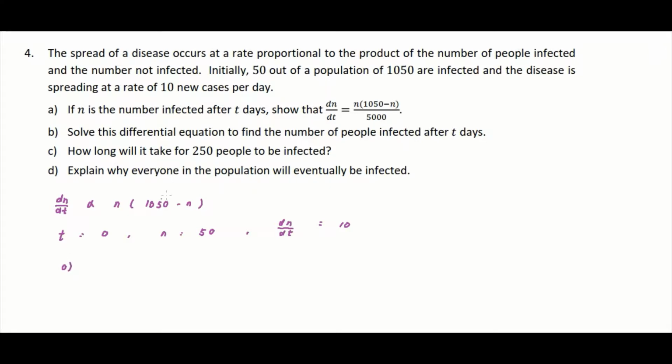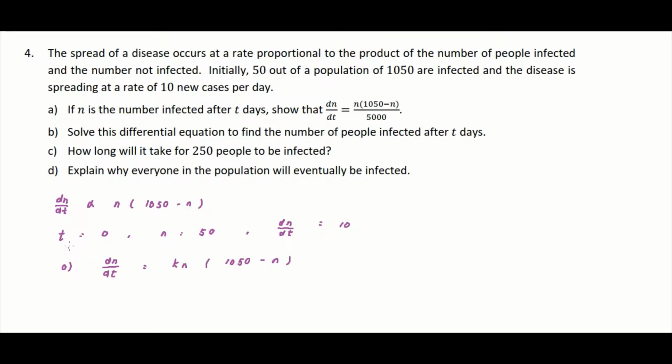All right, so now let's start with part A. If N is the number of people infected, show that dN/dt equals this. We need to start from the expression we wrote just now. So dN/dt will be equal to, we need to add a constant, right? So equal to kN multiplied by (1,050 minus N). Now you need to express it in this form, and you should realize there's one difference: you only have N, but here you have k. So how can you solve for k? You need to use the information given here.